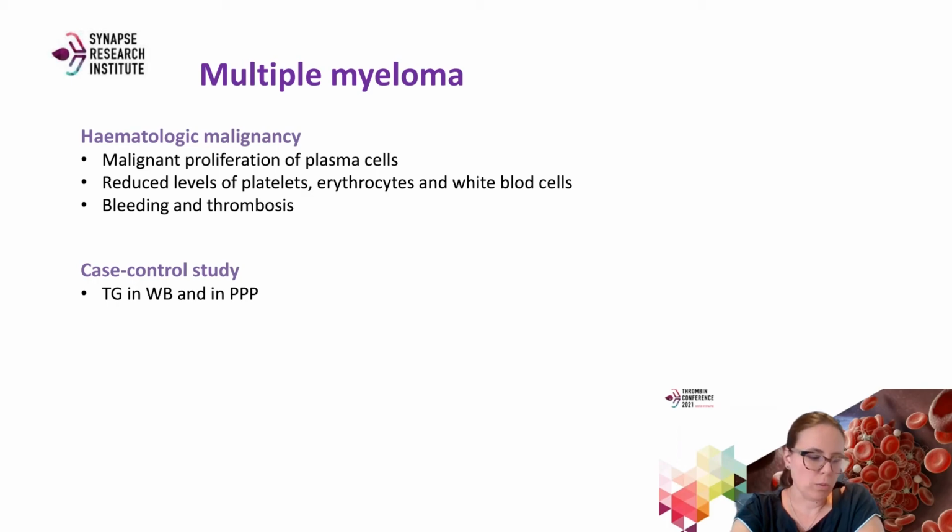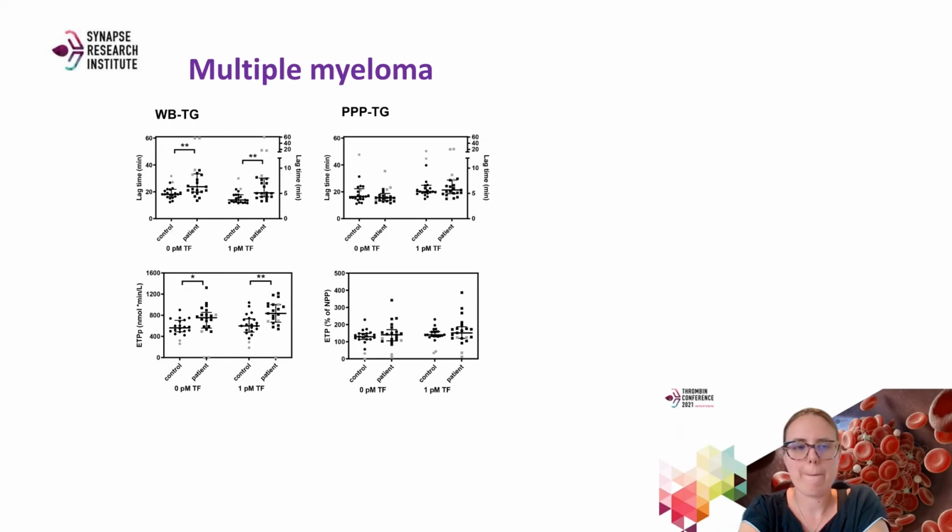In multiple myeloma, due to the overgrowth of cancerous cells in the bone marrow, the level of normal blood cells declines. So patients have low levels of platelets, white blood cells, and red blood cells, and they also have an increased risk of bleeding, but also of thrombosis. We performed a case control study in which we measured thrombin generation both in whole blood and in platelet pool plasma. The two figures on the left are thrombin generation performed in whole blood, and the two figures on the right are thrombin generation performed in platelet pool plasma.